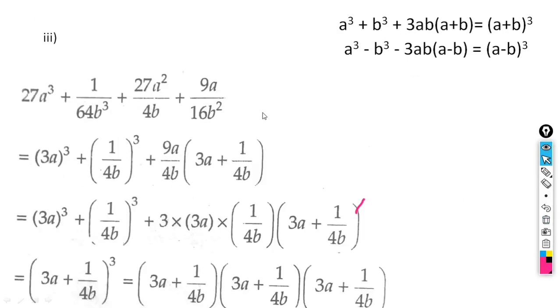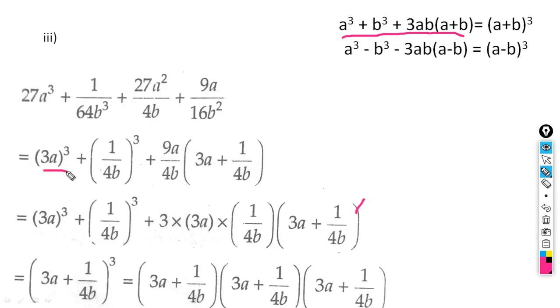Now this is another problem. In this problem, we have a question 27a cube plus 1 by 64b cube plus 27a square upon 4b plus 9a upon 16b square. Here in this problem, all the terms are positive. It means the identity which you have to look for is a cube plus b cube plus 3ab into a plus b.